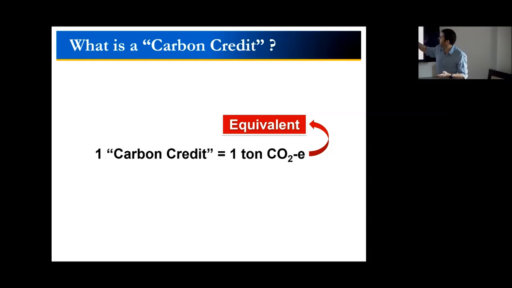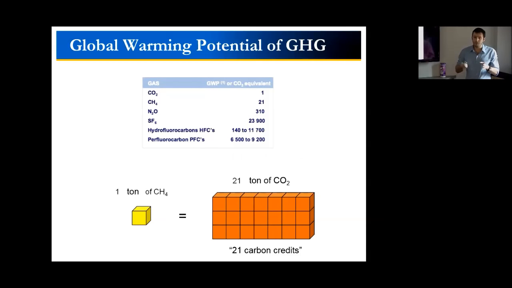And they have this E right here, which stands for equivalent. And that is because CO2 is not the only greenhouse gas that we have. There are other greenhouse gases, and some of them are actually way more powerful than CO2. For instance, methane. Methane is 21 times stronger than CO2. Those numbers vary a little bit.